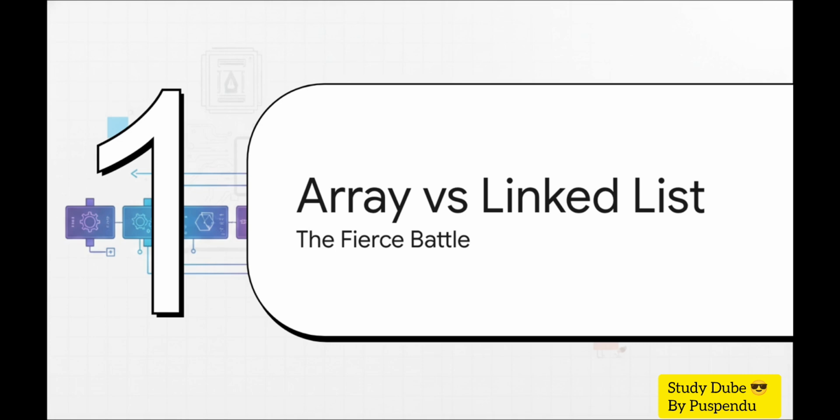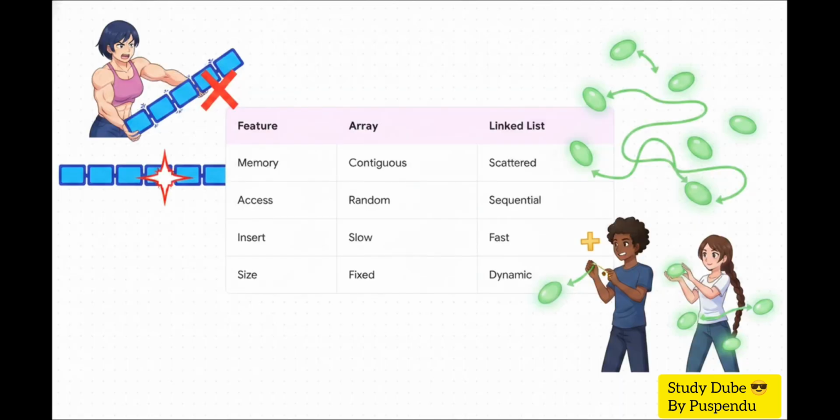Let's treat this like an epic boxing match. Let's look at the tale of the tape here. Arrays use contiguous adjacent memory. Linked lists, non-contiguous. Their elements can be scattered all over the place. Because arrays are contiguous, they win massively on access speed. You get that fast random access via indices. Linked lists, on the other hand, force you to search sequentially.